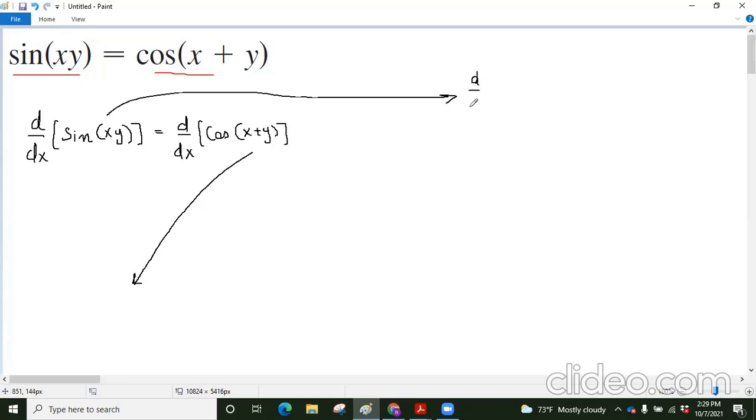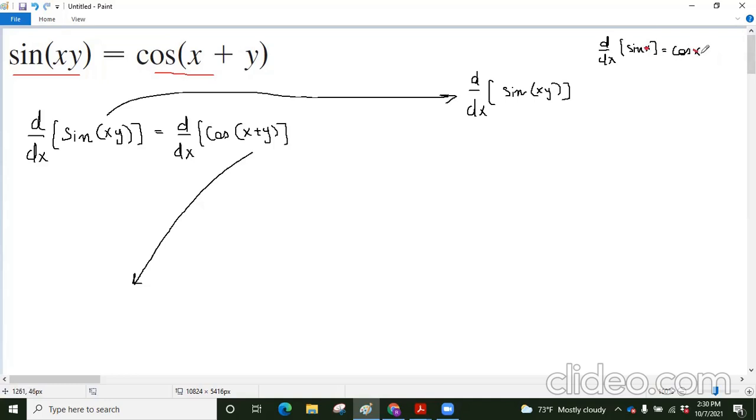So if we were just looking at the derivative of sine of xy, well, what is the derivative of sine of x? Well, it's cosine of x. But in this particular case, the x is not an x, it's actually xy. So if I put xy here, then the derivative should be cosine of xy. If I added a z, it should be cosine of xz. So sine of anything you could have inside is cosine of that anything.